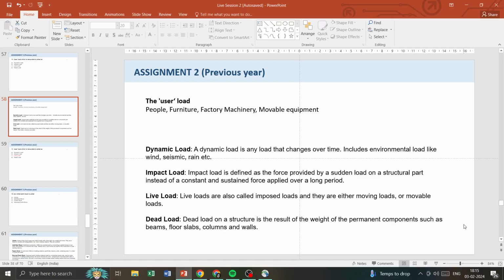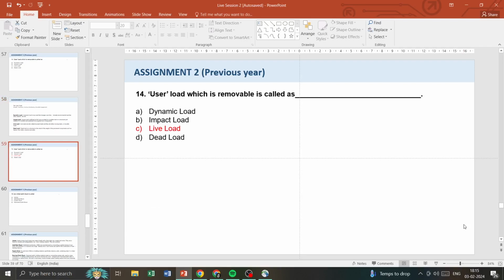They change over time. This kind of load changes over time. For example, the rain load would change also depending on how much rain happened. So that is what dynamic load is. So our answer was the user load. User load means specifically the load that the users bring to the building, which is removable, and the answer would be live load, because the user load is live load.